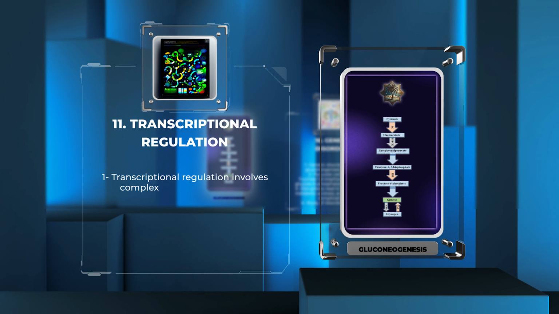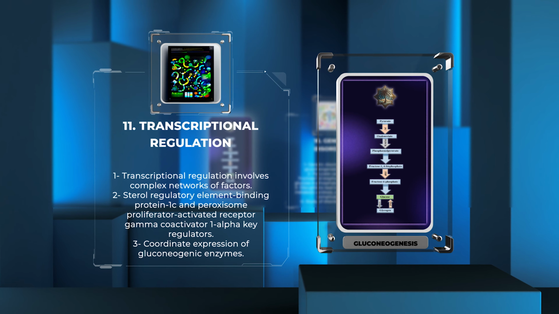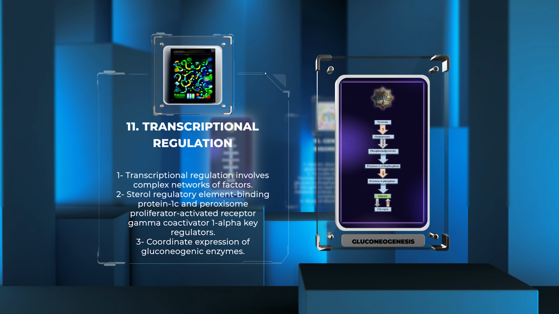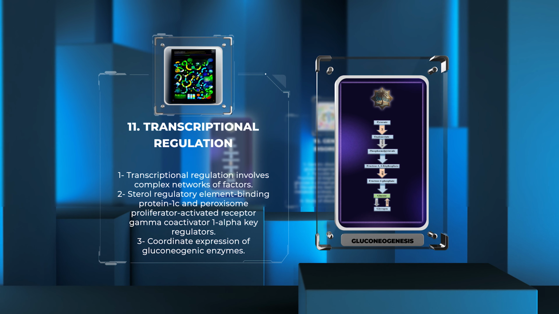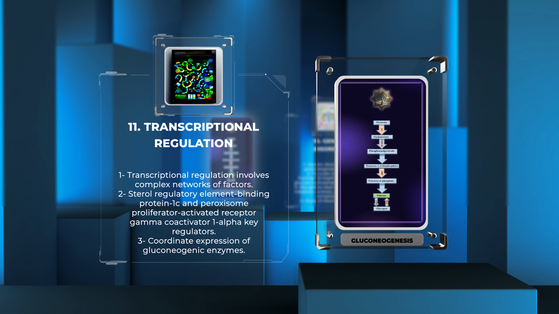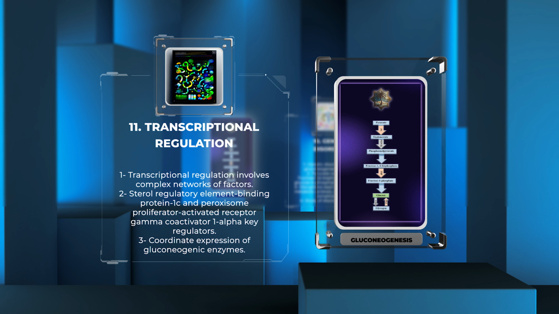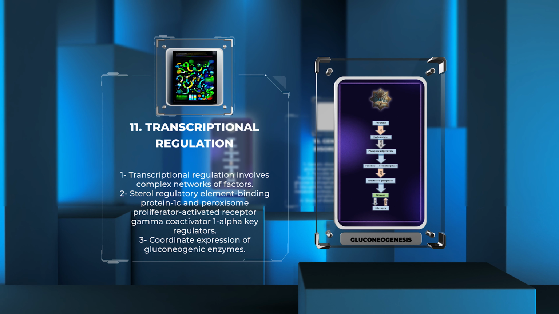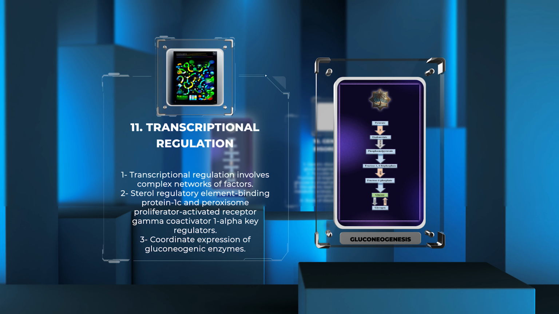Transcriptional regulation of gluconeogenesis involves complex networks of transcription factors and coactivators. Sterol regulatory element binding protein 1C and peroxisome proliferator activated receptor gamma coactivator 1-alpha are key regulators of hepatic gluconeogenesis. They coordinate the expression of gluconeogenic enzymes and contribute to the tissue-specific control of gluconeogenesis. Unraveling these transcriptional networks provides insights into the exquisite control of this enzymatic pathway.